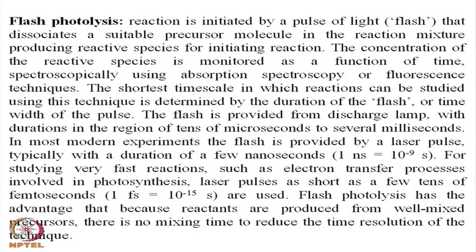Depending on the lasing substance you are using, your wavelength will be generated. It may be in the IR region, visible, or UV region, depending on what type of lasing system you are using. For studying fast reactions such as electron transfer reactions in photosynthesis, laser pulses as short as a few tens of femtoseconds, 10 to the minus 15 seconds, are used. So, you can choose the pulse duration according to your system: for a very fast reaction, femtosecond pulses; if moderately fast, choose your light pulse width accordingly.